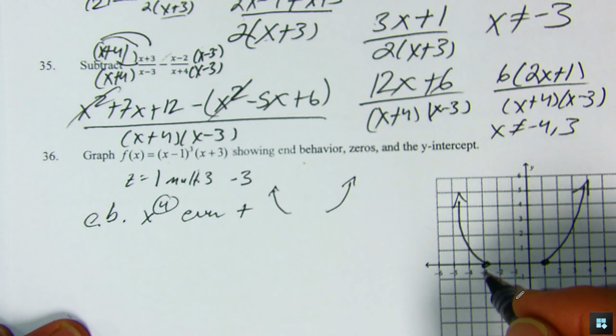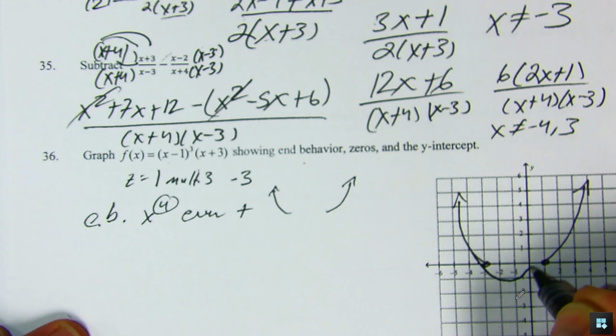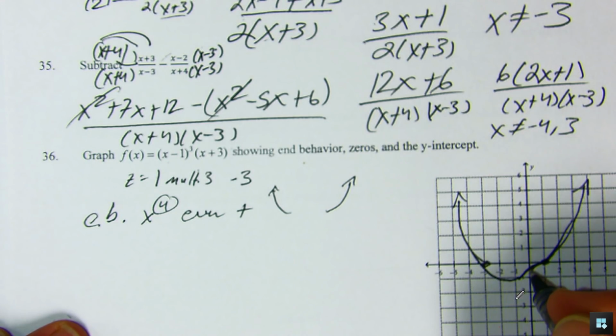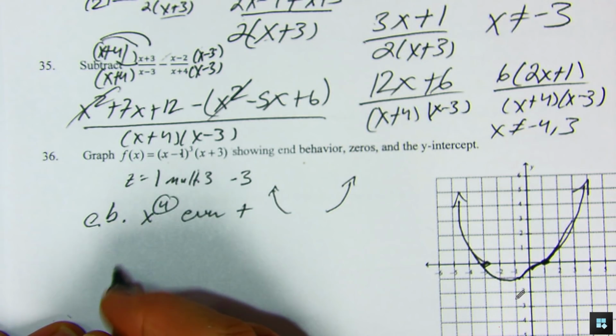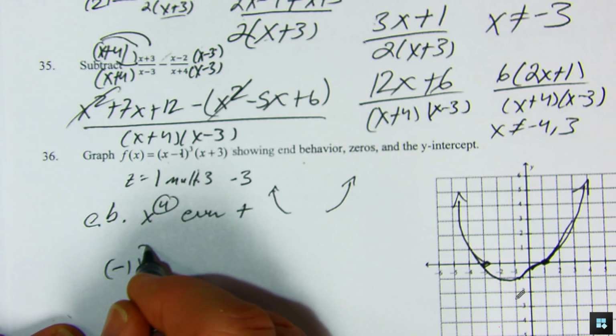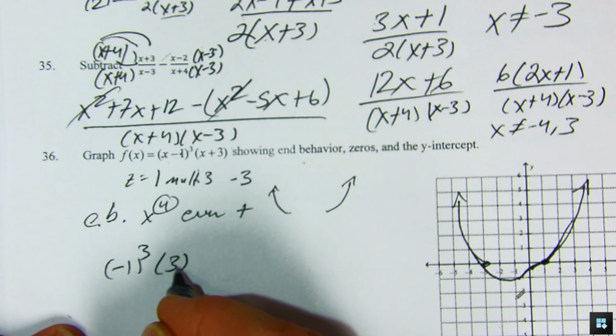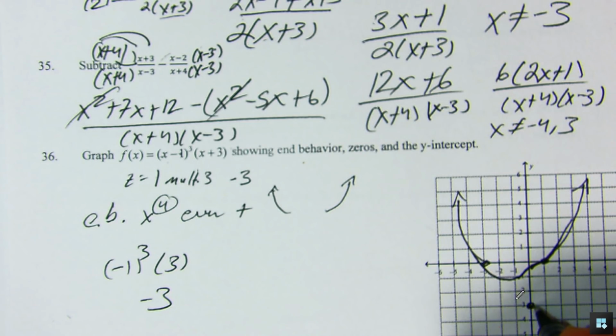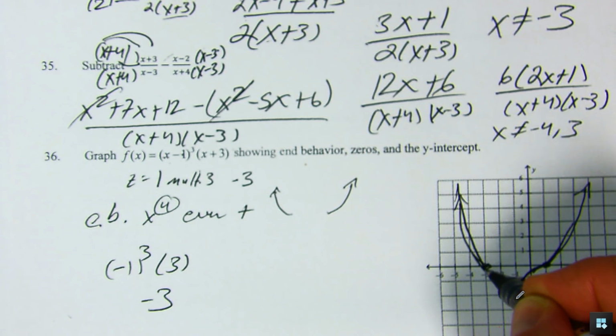So I know that it goes through at negative 3, then it kind of flattens at 1, and then continues its way through. Okay. Y-intercept, plug in 0. 0 minus 1 is negative 1. To the third, 0 plus 3 is 3. It's really the zeros, or the y-intercepts are negative 3, so it's down here. So I guess it looks kind of more like this.